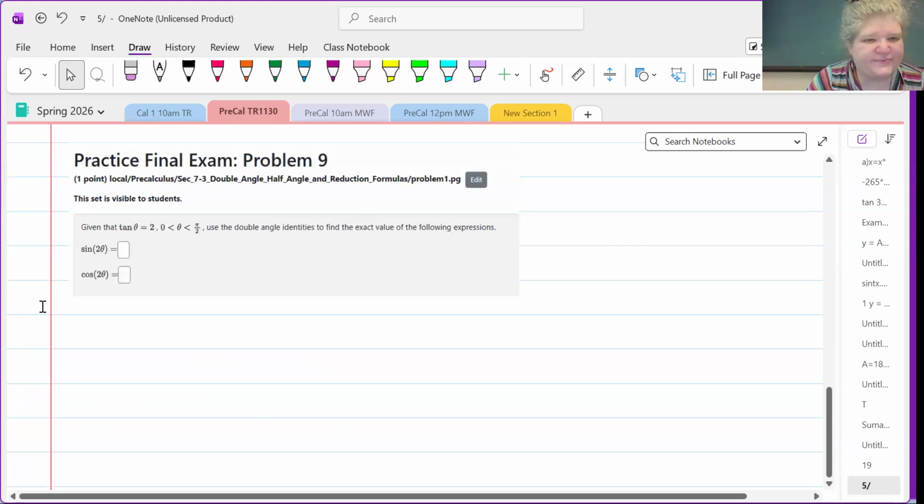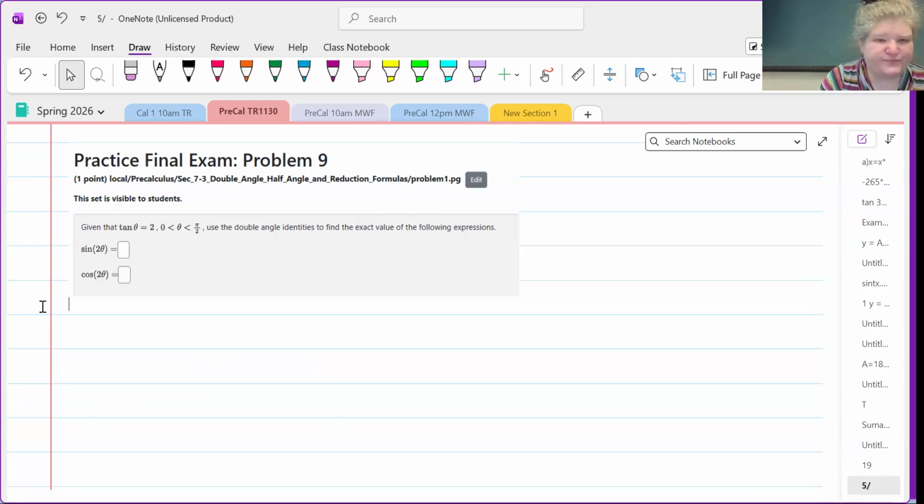All right, so number 9 tells us tangent of theta is 2, and theta is between 0 and pi over 2. And then they tell us to use the double angle identities to find the exact values. On the test, it won't be a quadrant 1 angle. But in WebWork, all of the double angle questions kept making it a quadrant 1 angle. I didn't have a question where it wasn't quadrant 1, so that part's a little annoying. But the initial setup is the same.